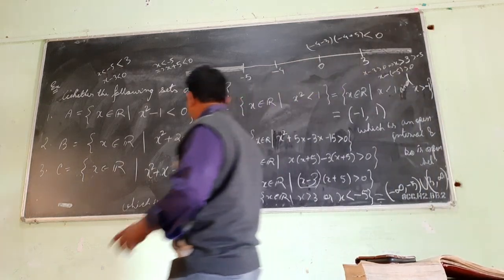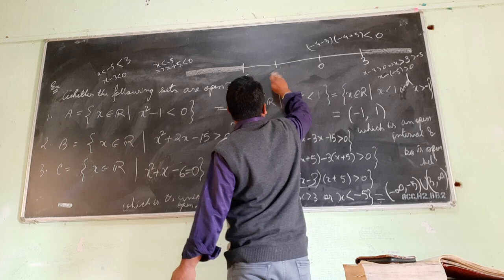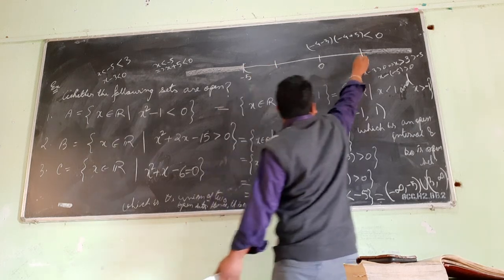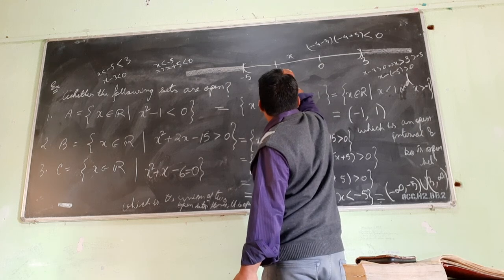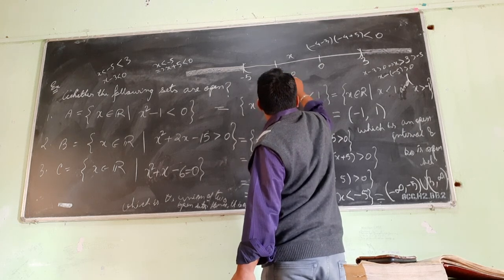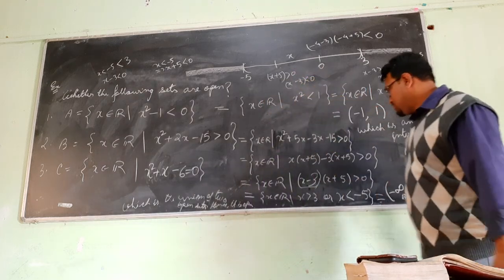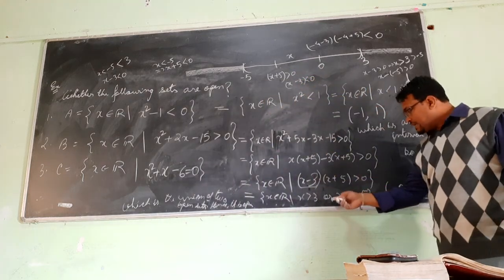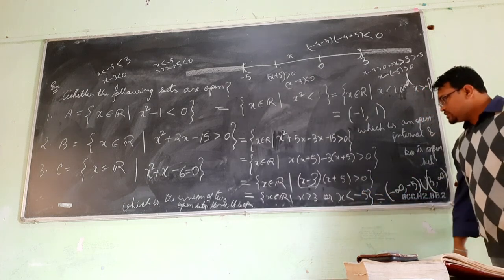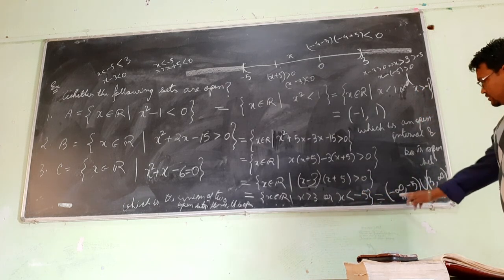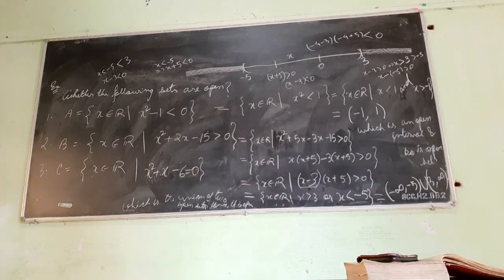If the product is negative, it will lie between these two. If x lies between these two, then x plus 5 is positive and x minus 3 will be negative, so their product will be negative. So if it is negative, then x will lie between minus 5 and 3, the open interval minus 5 to 3. So here it is the union of these two open intervals. Clear?